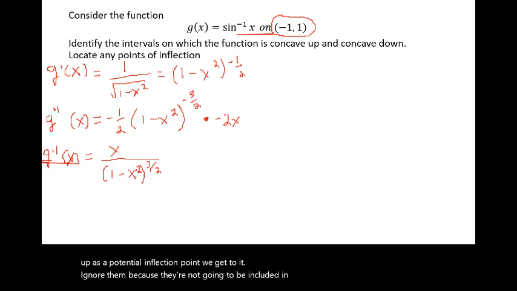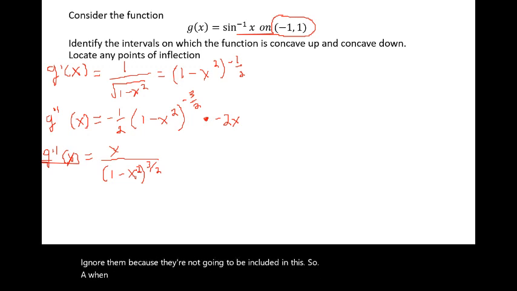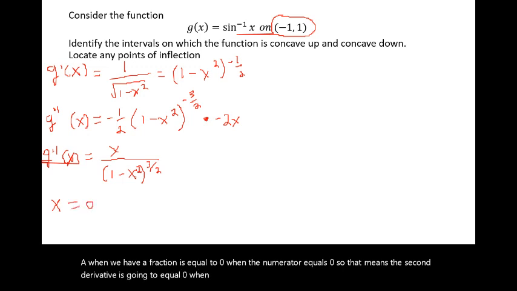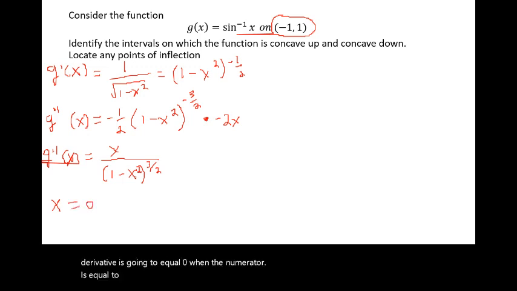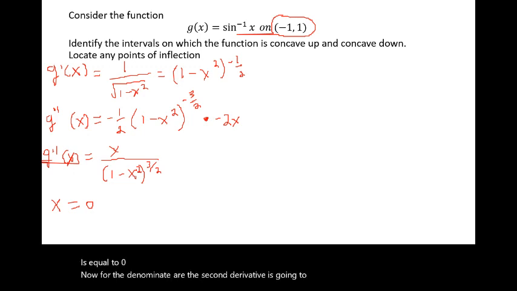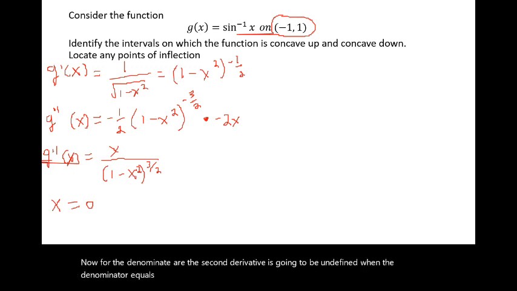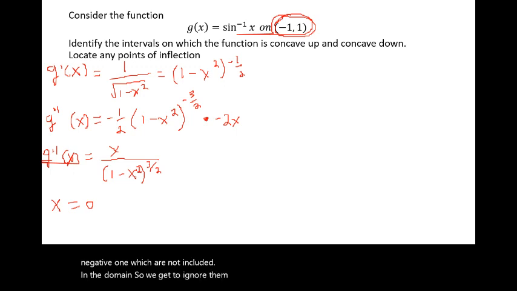So a fraction is equal to 0 when the numerator equals 0. So that means the second derivative is going to equal 0 when the numerator is equal to 0. Now, for the denominator, the second derivative is going to be undefined when the denominator equals 0. However, the only points that make the denominator equal 0 are 1 and -1, which are not included in the domain, so we get to ignore them. So x equals 0 is our only potential inflection point.